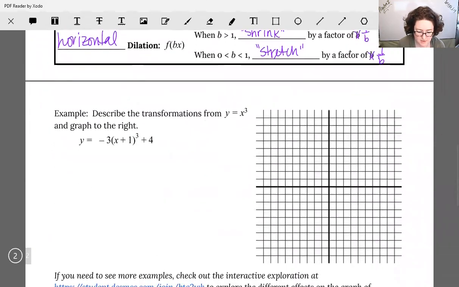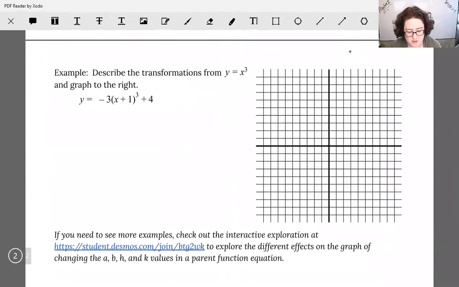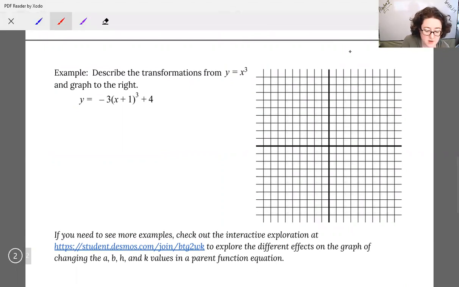Okay, so our final example. We're going to describe the transformations from y equals x cubed and graph it to the right. And the new function we're going to do is y equals -3 times (x plus 1) cubed plus 4. So the first thing I'm going to do is actually graph my original function. I want to know where I'm starting from. So let's put that one in red.